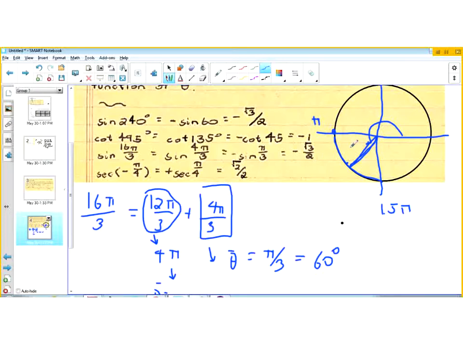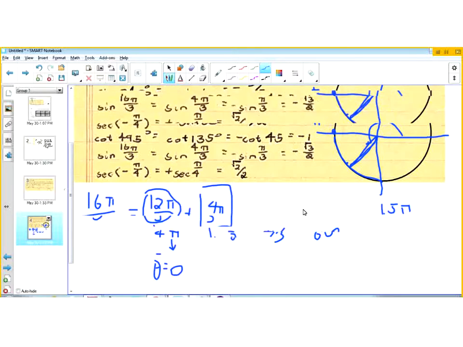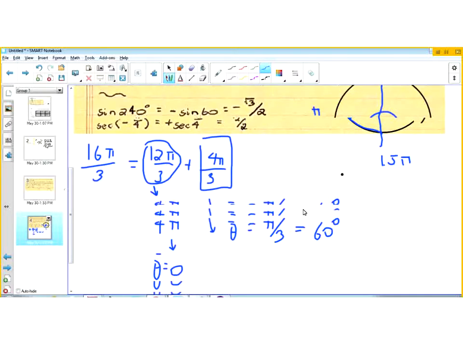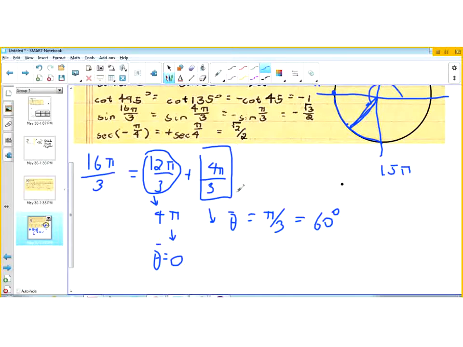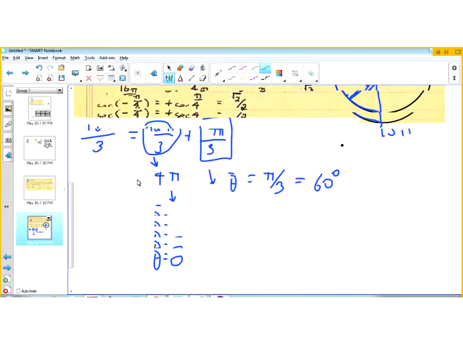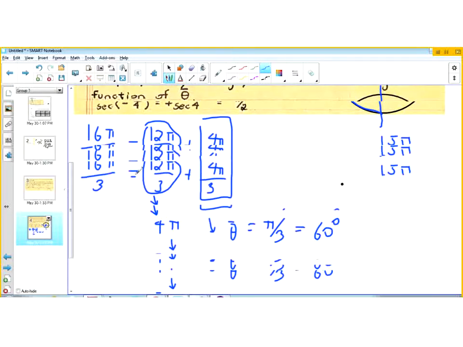And so the sine of 60 degrees is the square root of 3 over 2, but sine is negative in Q3, so it's the negative of the square root of 3 over 2. Okay, so that's the strategy you can develop. Just find the nearest even multiple of pi to 16 pi over 3, which is 4 pi, and then calculate the reference number of the difference between 16 pi over 3 and its nearest even multiple of pi. And you'll get that result.